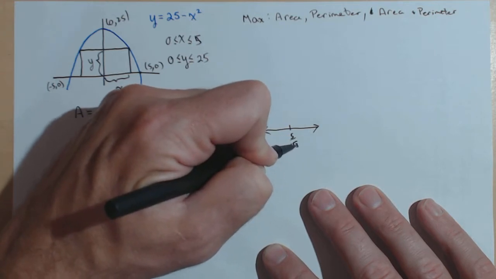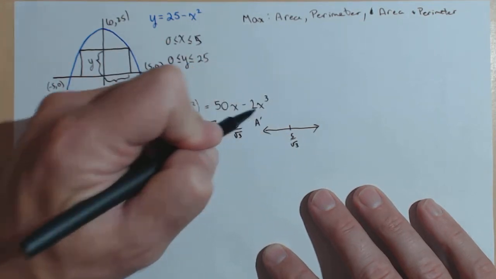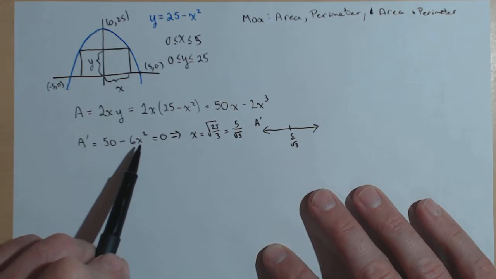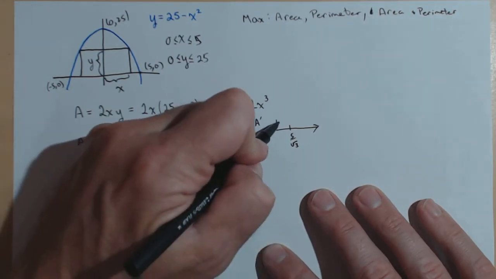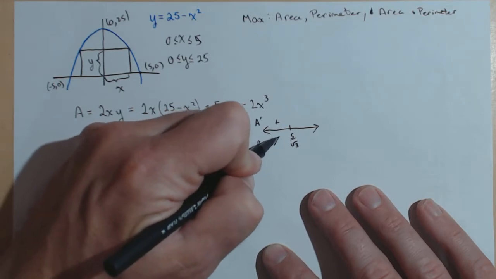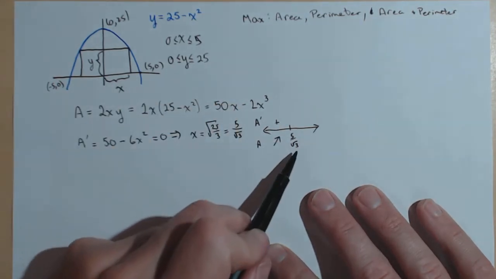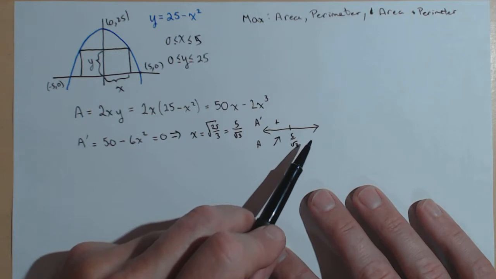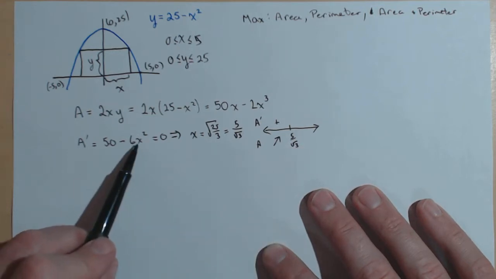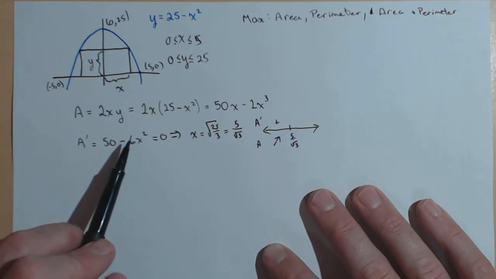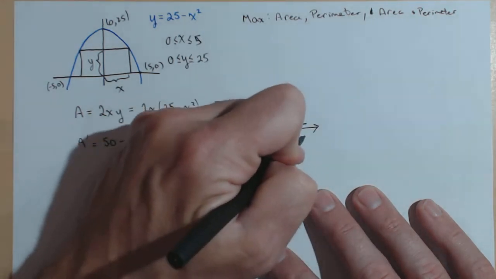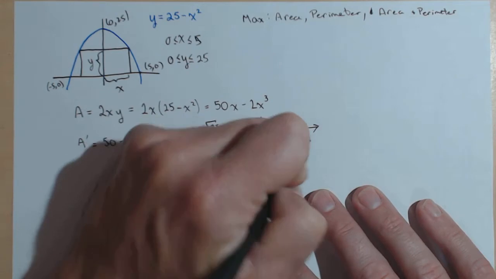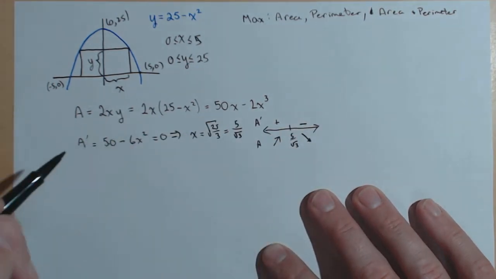Now if we wanted to do a number line analysis on this, 5 over rad 3, well, remember you check your numbers in A prime. Anything smaller, say 1, 50 minus 6 is going to be positive. So that tells me the area is increasing up to 5 over rad 3, which is about 2.9. Anything bigger, say 4, 6 times 16 is going to be 96. 50 minus 96, clearly negative, decreasing. So this is a relative max.